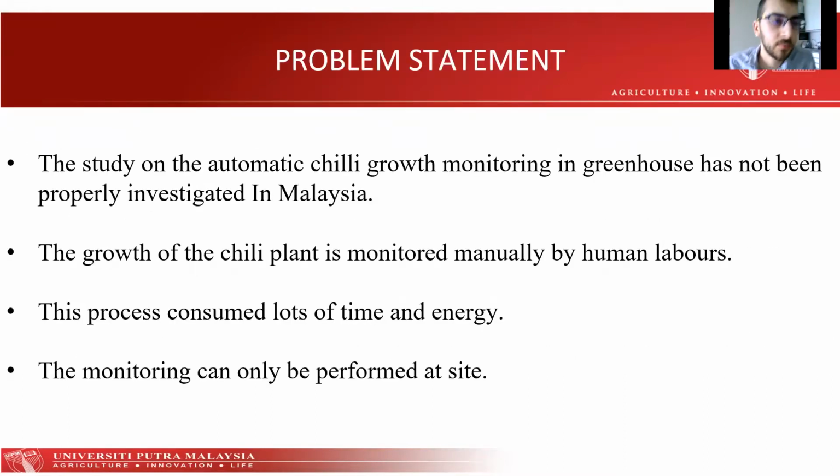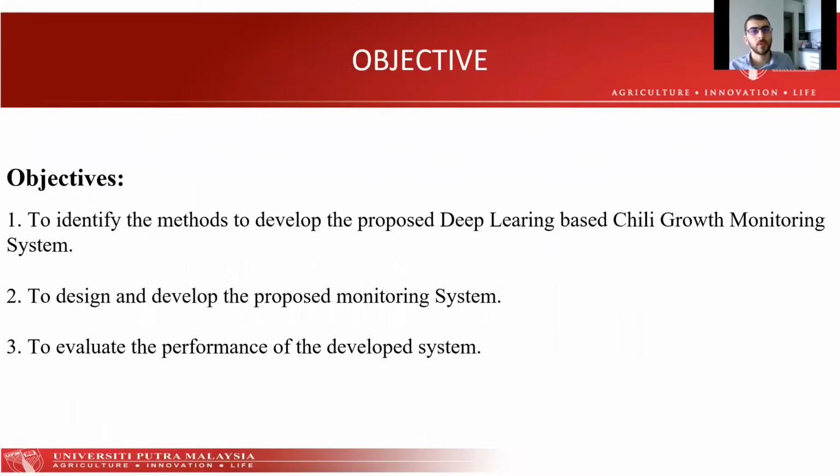The problem statement touches four main points. The study of automatic chili growth monitoring in greenhouses has not been properly investigated in Malaysia. The growth of chili plants is monitored manually by human laborers. The process consumes lots of time and energy, and the monitoring can only be performed on site.